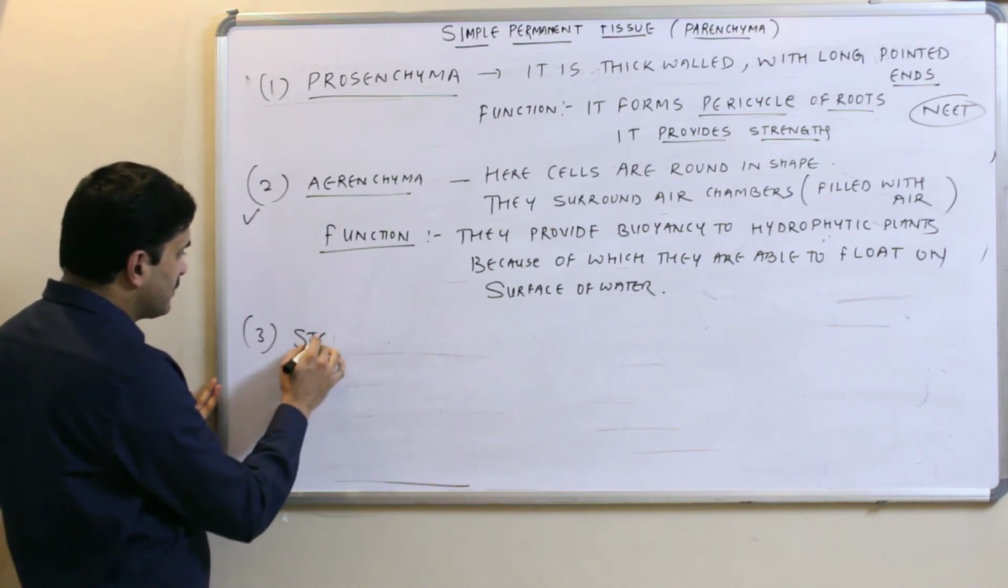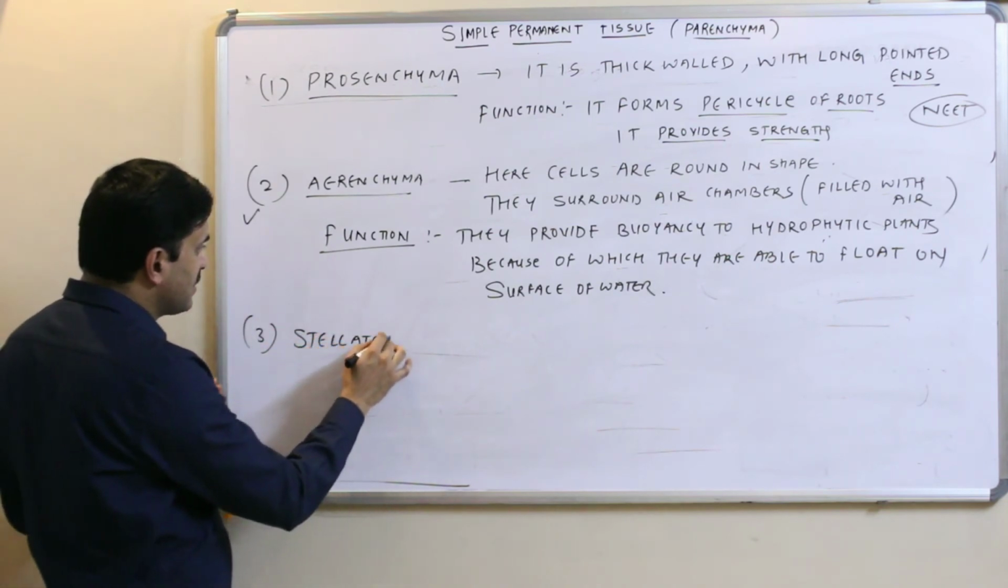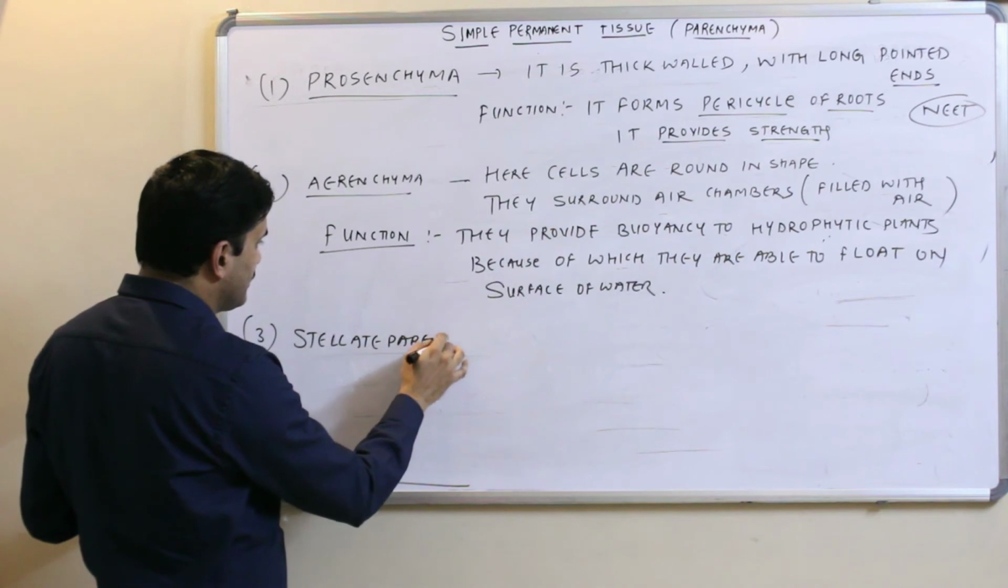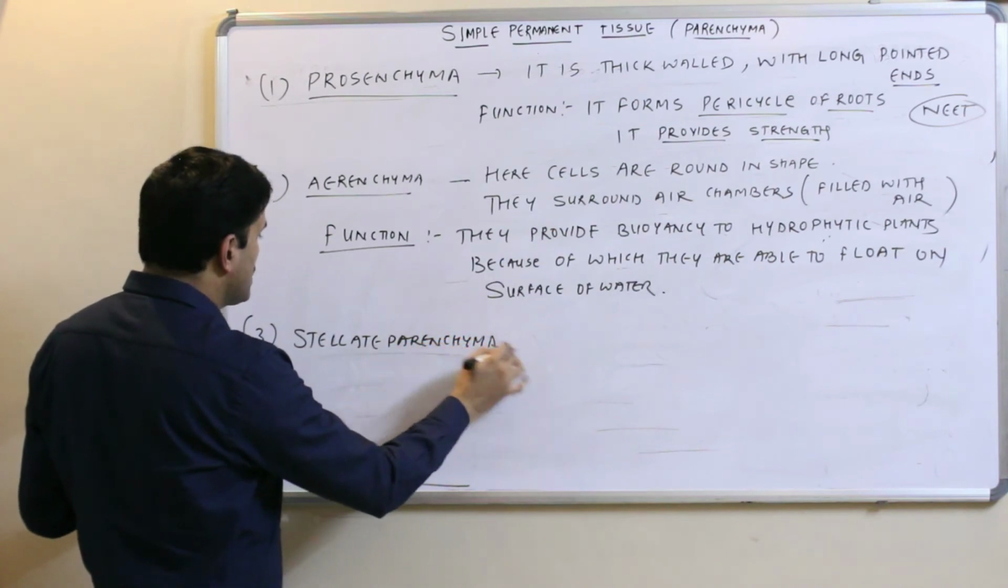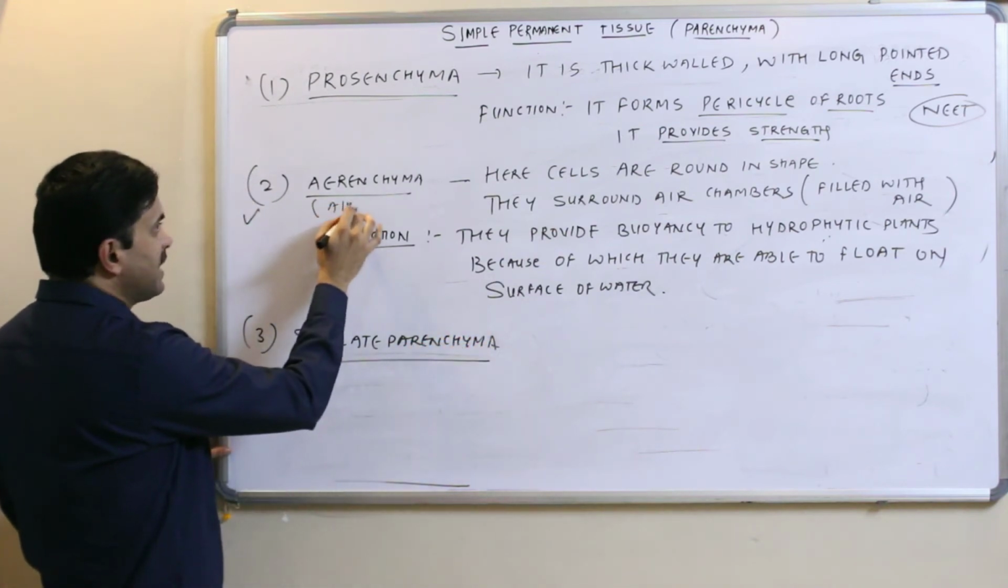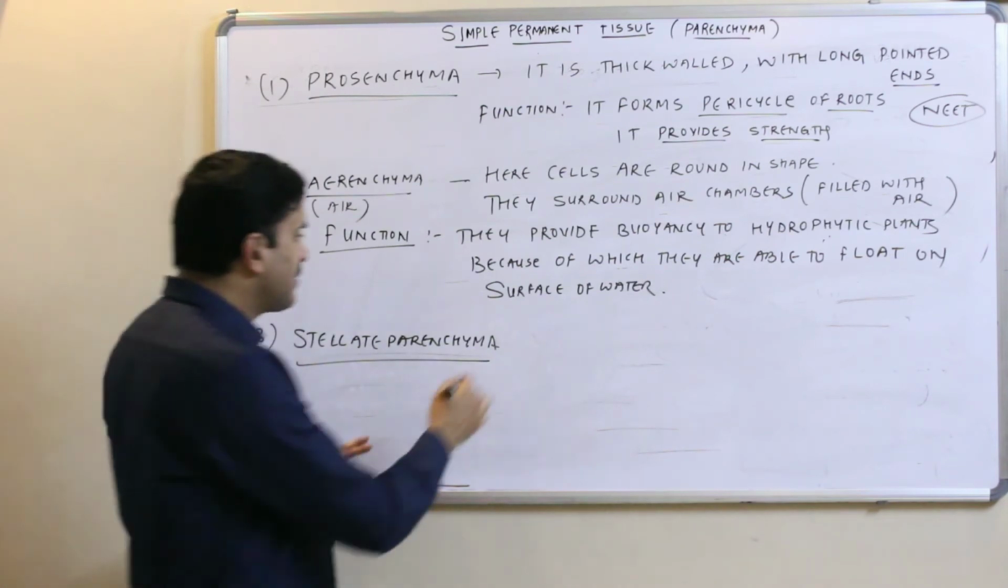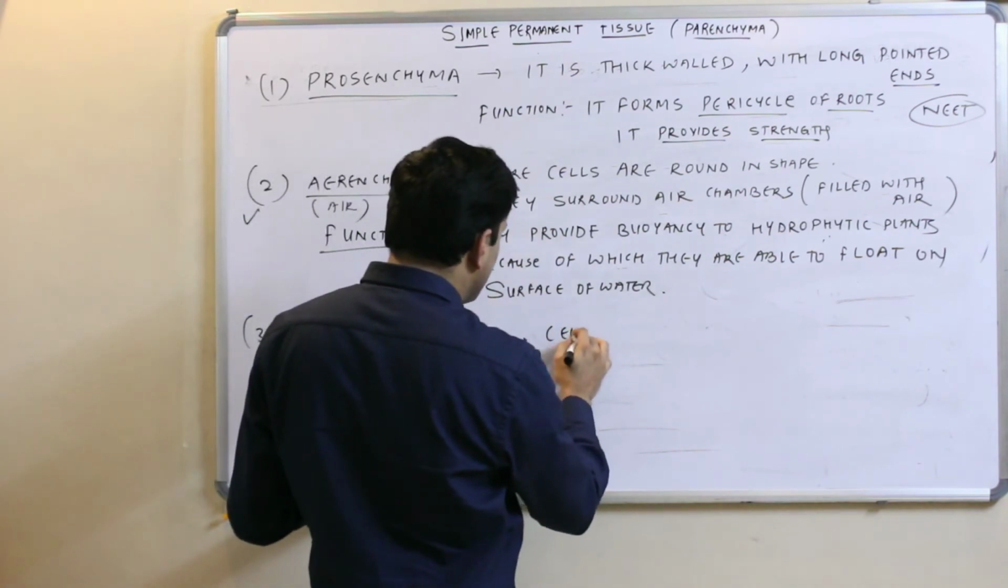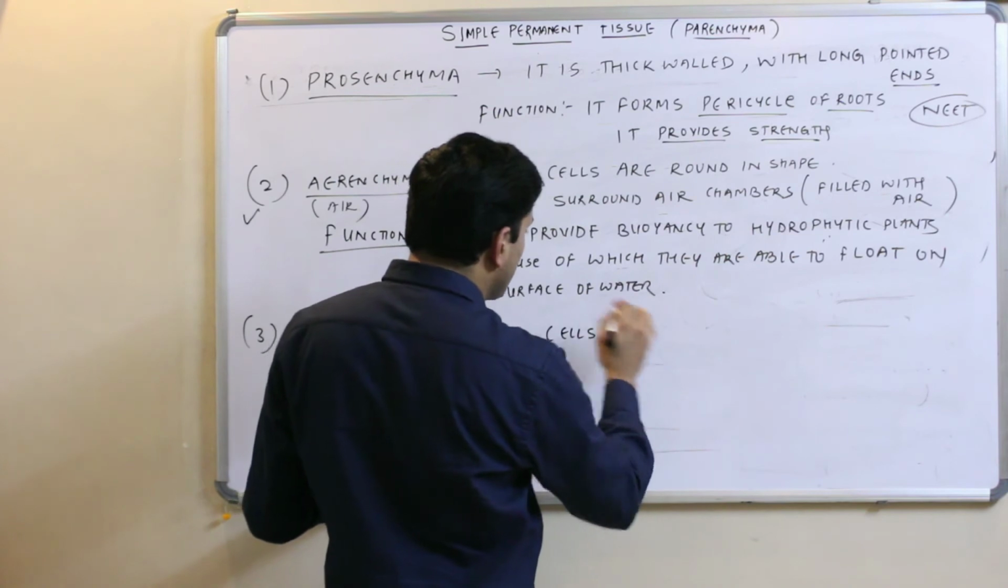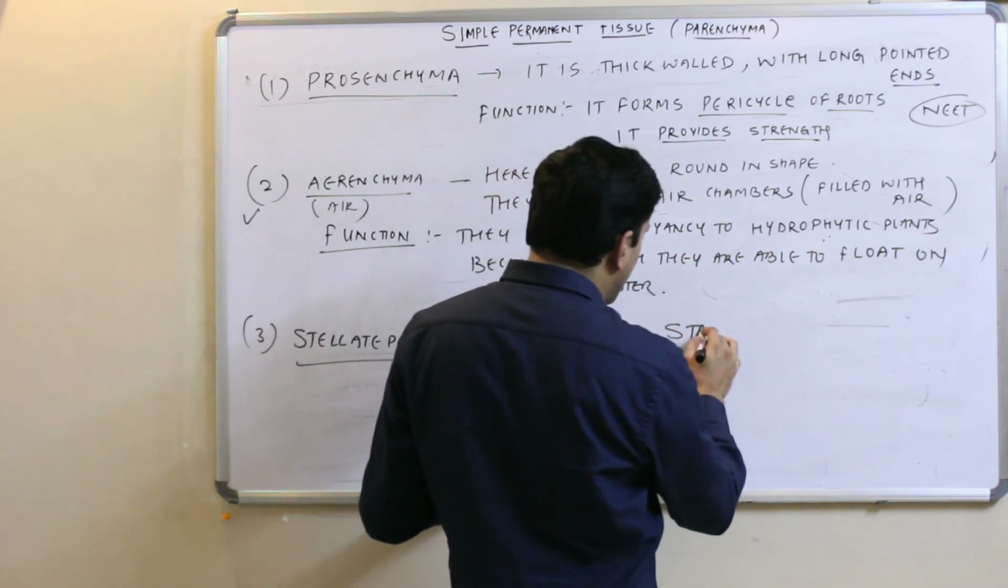Now the third type, stellate parenchyma. Stellate parenchyma. Stellate means star. Stellate parenchyma means the cells of this parenchyma are star shaped.